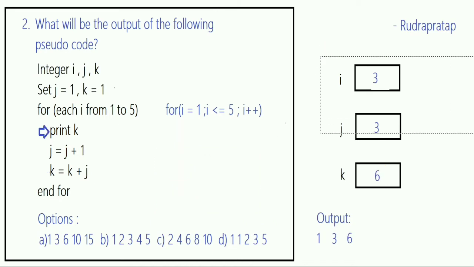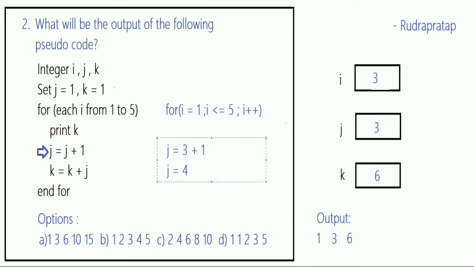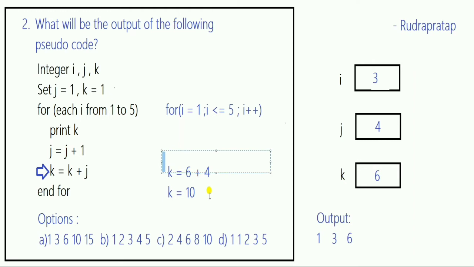And after that the value of i is again incremented. So now we have i equal to 3, print k, it will print the value of k, which is 6. And after that we have j equal to j plus 1. The value of j is now 3, 3 plus 1, 4. 4 is again assigned to the variable j. After that we have k equal to k plus j. The value of k is 6, 6 plus 4, 10. And this 10 is again assigned to the variable k.